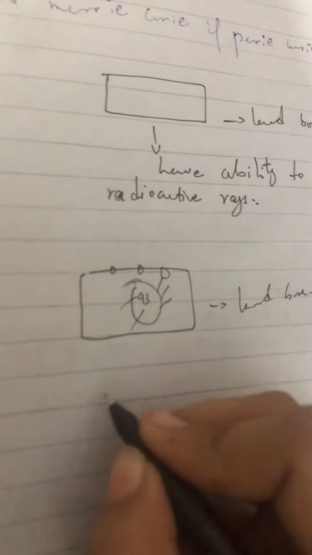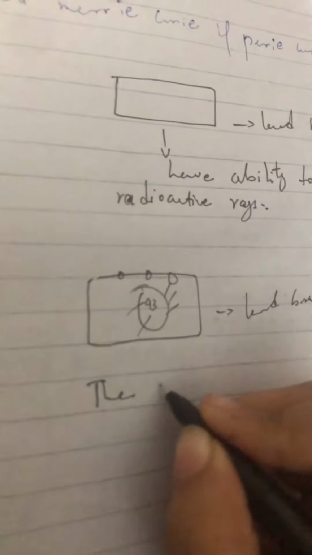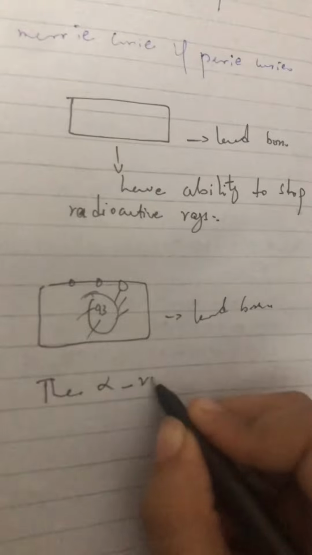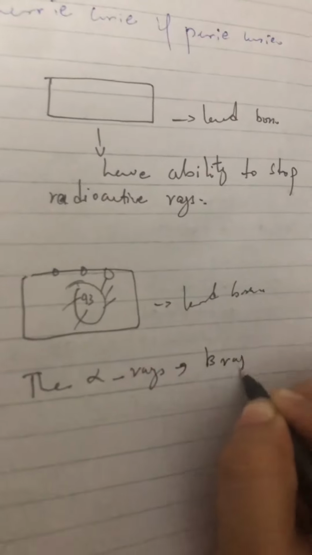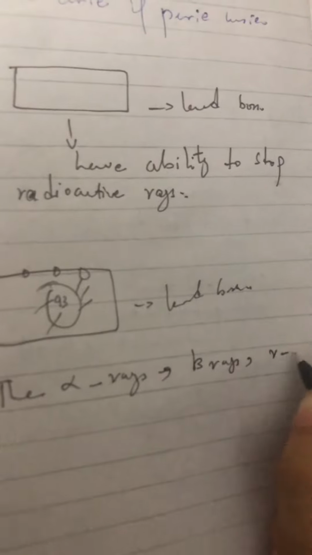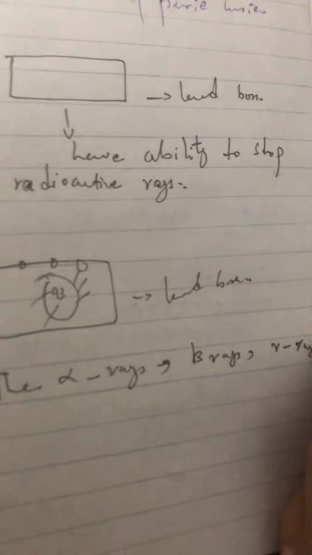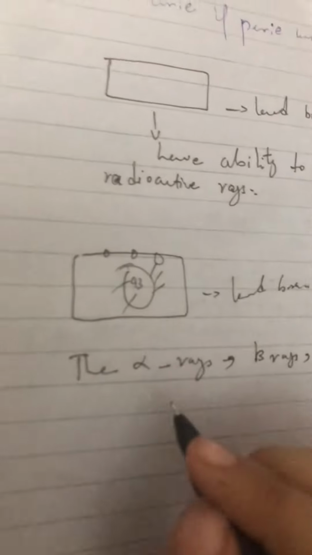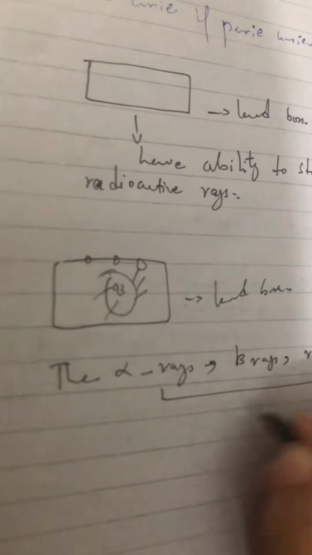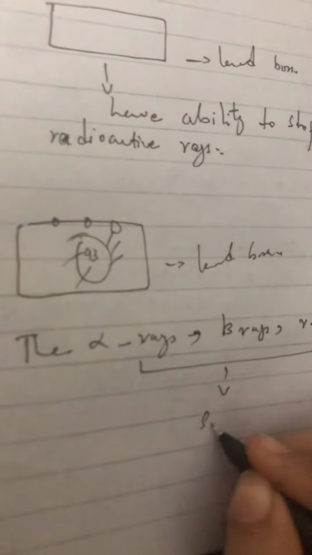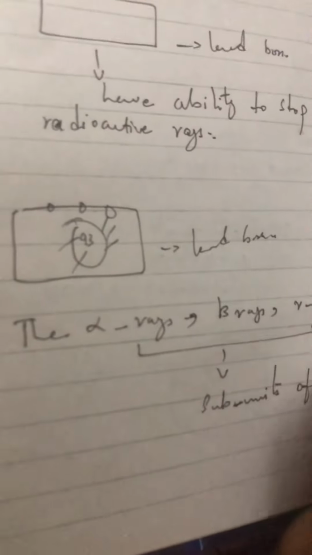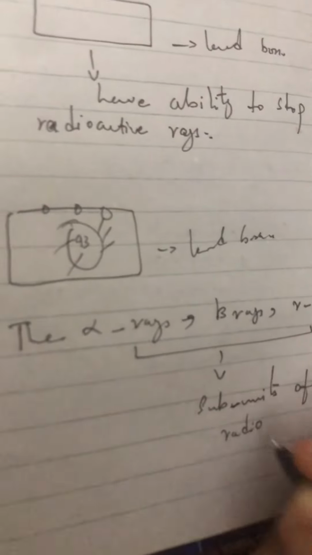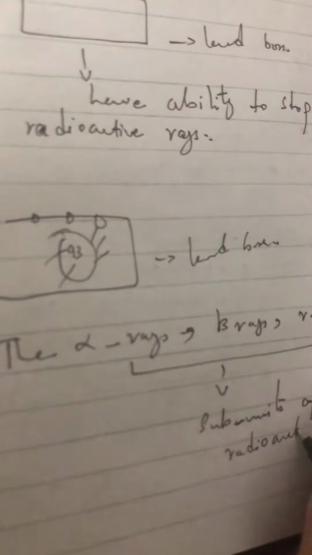so those rays were studied by Marie Curie and Pierre Curie, that are called alpha rays, beta rays and gamma rays. These three rays were studied. These three are subunits of radioactive rays.